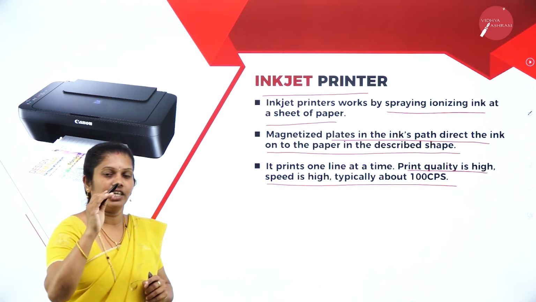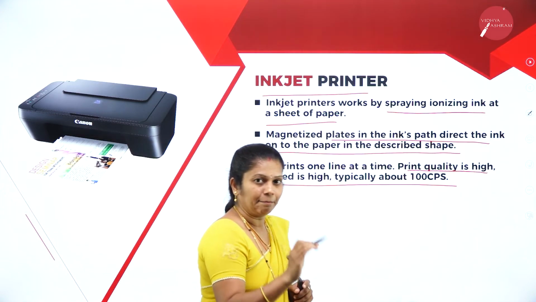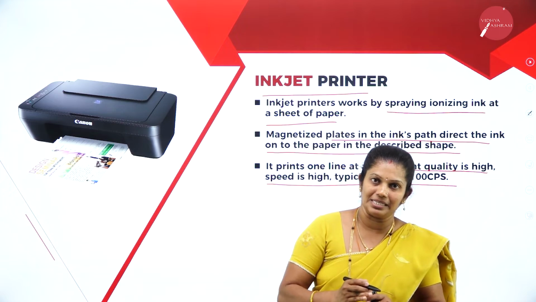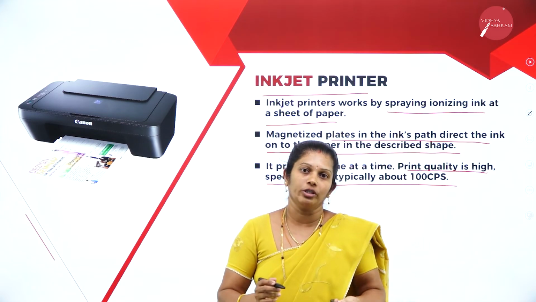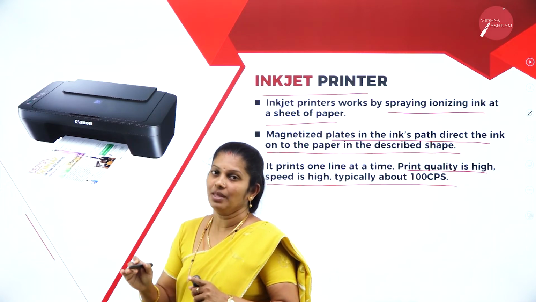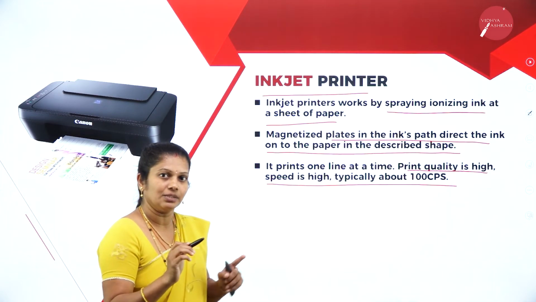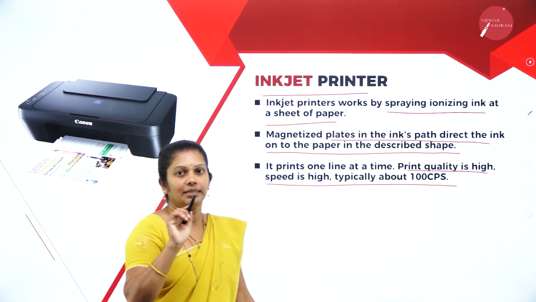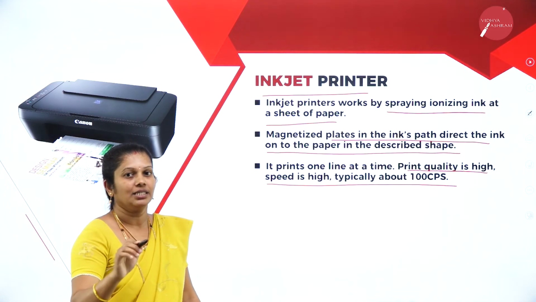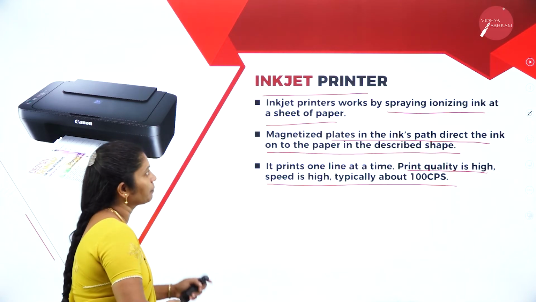It means that when they come to printers, there are two types, impact and non-impact. Impact means a hammer-like mechanism will work, whereas under non-impact printers, we do not have any hammer-like mechanism. In impact, there are dot matrix as well as line printers. Whereas in non-impact printers, we are going to get the laser printer, thermal printer as well as inkjet printer.